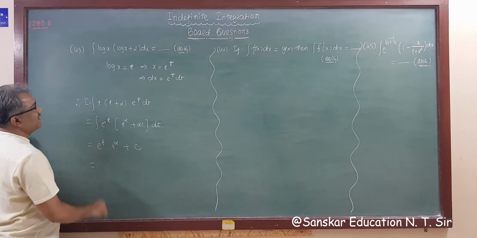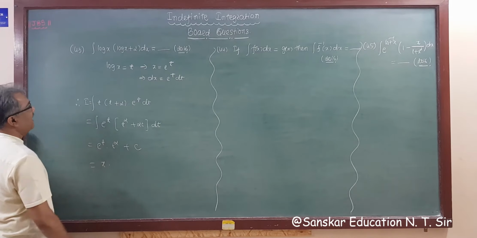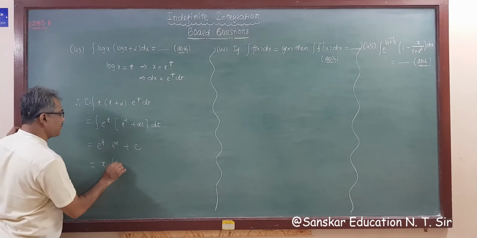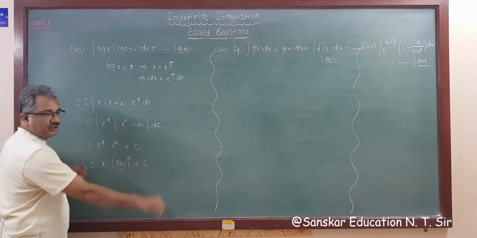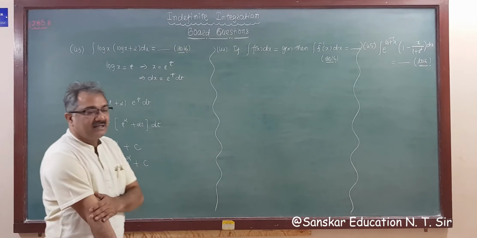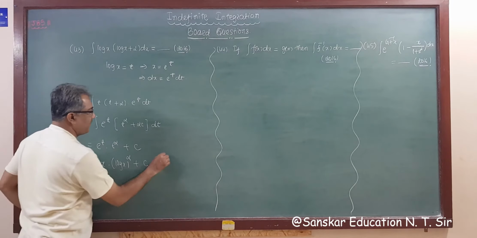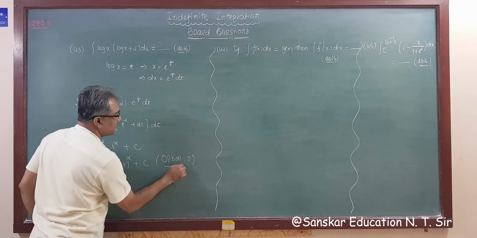So now what is e raised to t? e raised to t is x. So this is x, and t square is log x whole square. So x into log x whole square plus c. So the proper answer for question number 43 is option number D. So option number D is your correct answer.